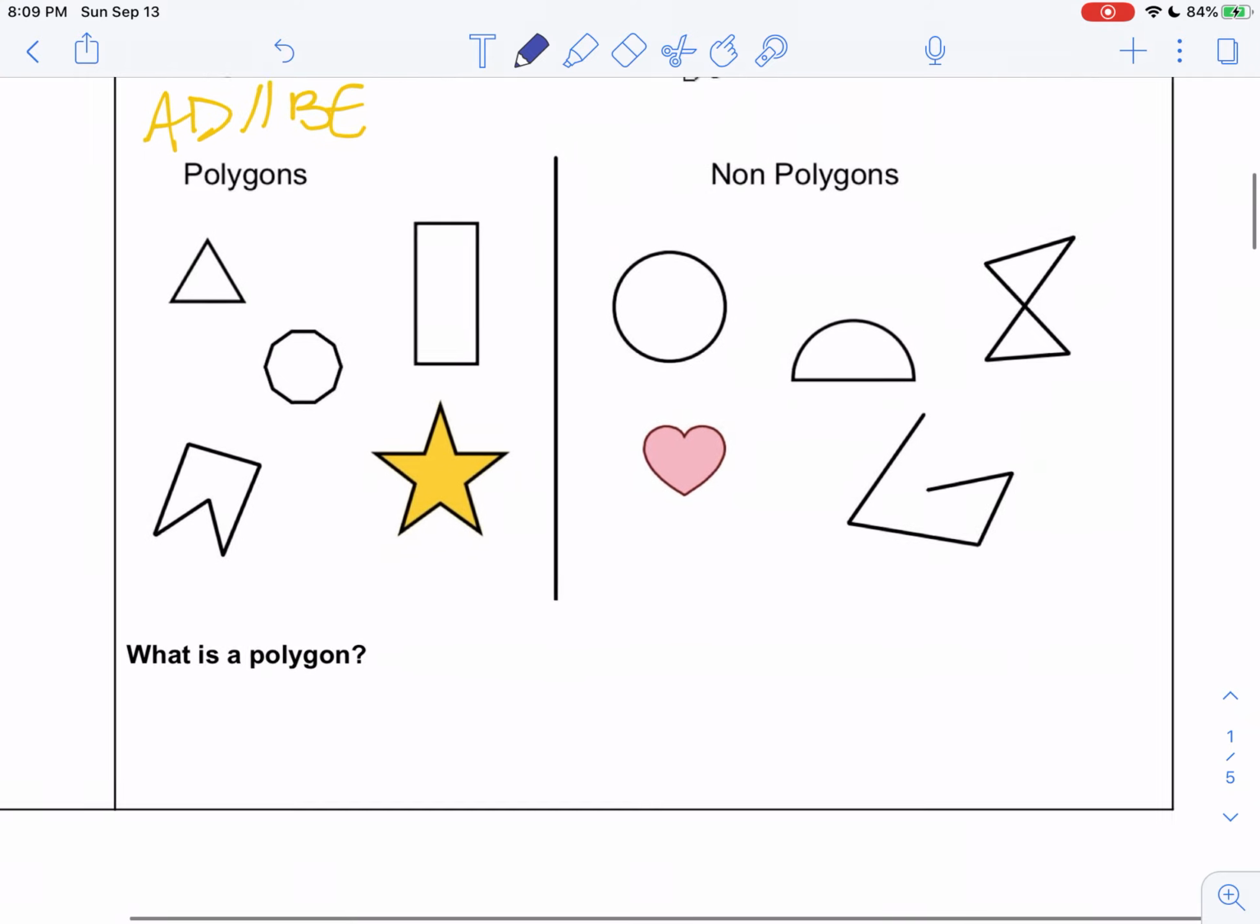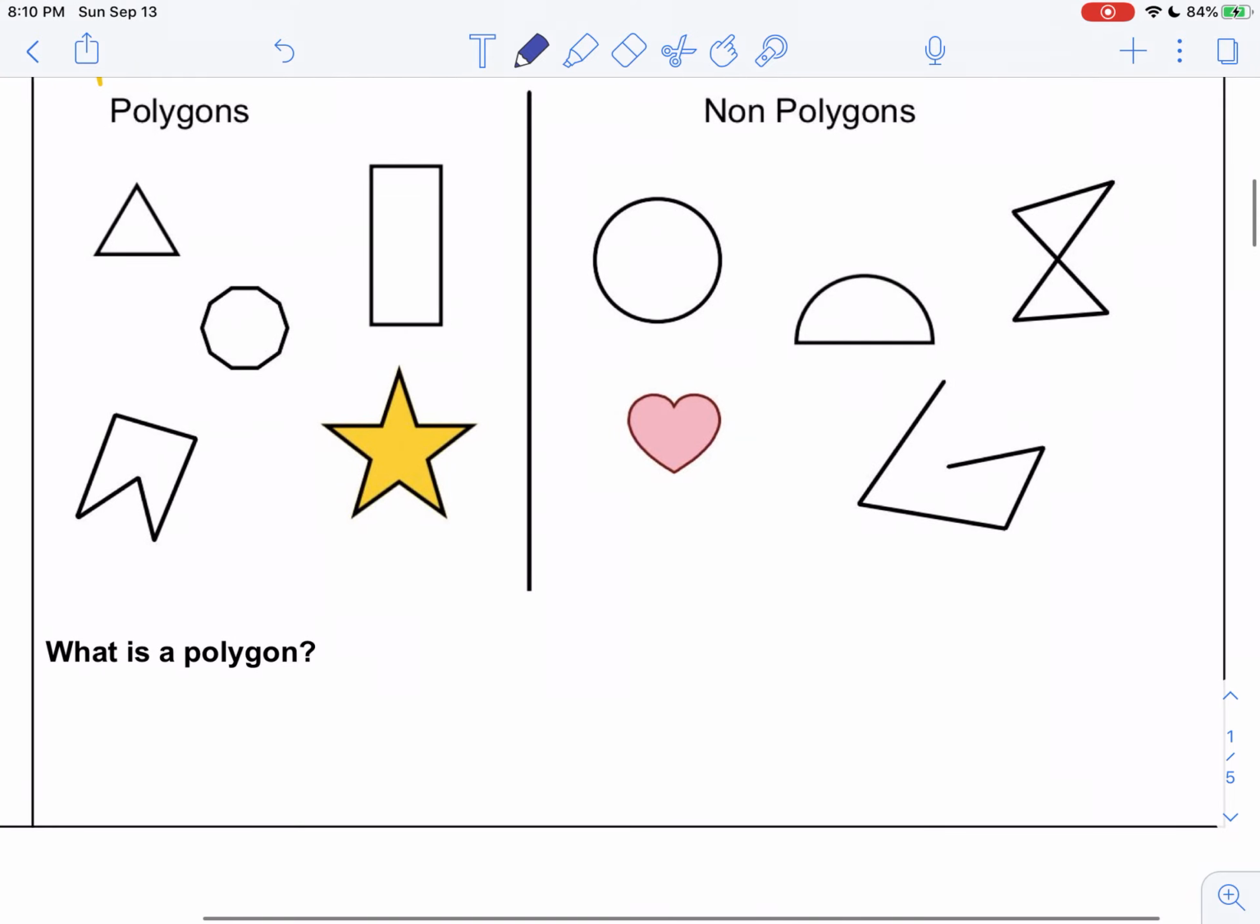Okay, so what we see here on the left-hand side are examples of polygons. On the right-hand sides are examples of things that are not polygons. So please pause the video and come up with the characteristics that you think make up a polygon.